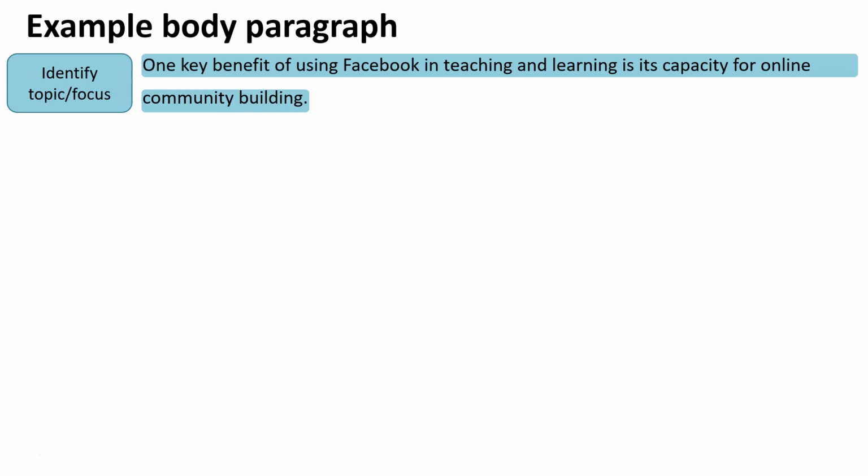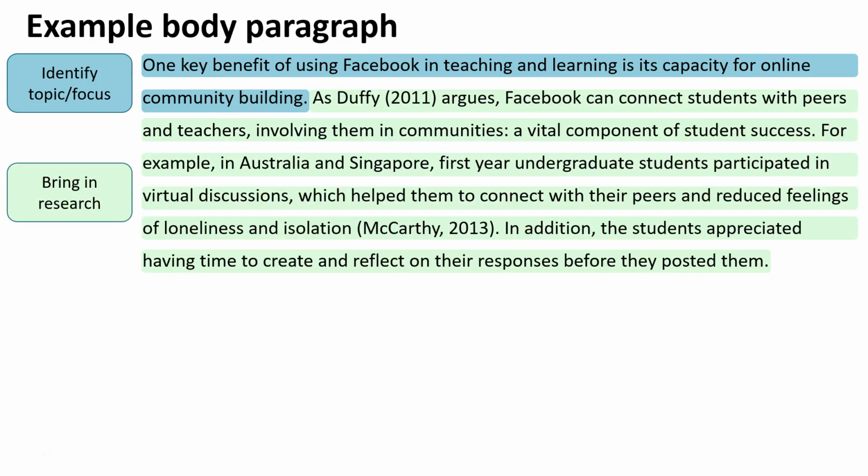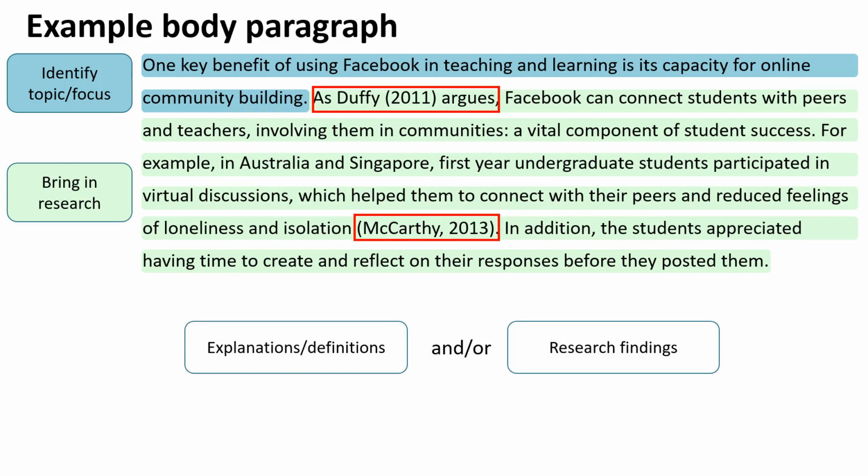This paragraph will discuss online community building. It's introduced as one key benefit, which indicates that the next paragraph may deal with another benefit. Then, bring in research to elaborate on the topic. Here the writer provides an example of online community building and how students felt about it. This part often includes explanations, definitions, and research findings from different sources.